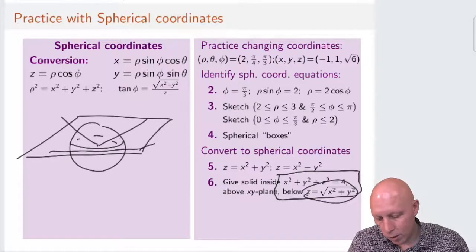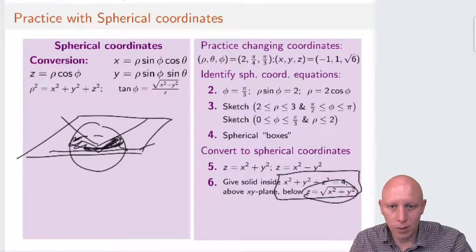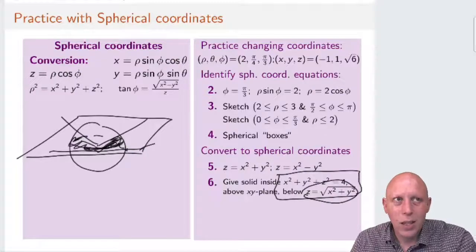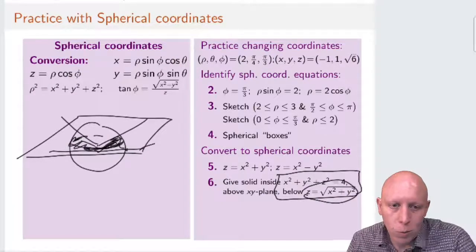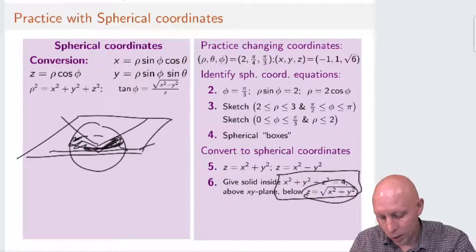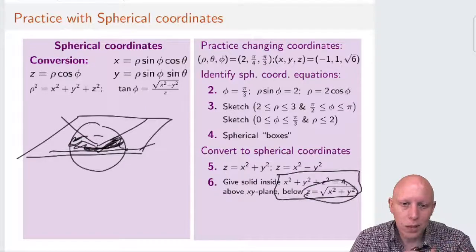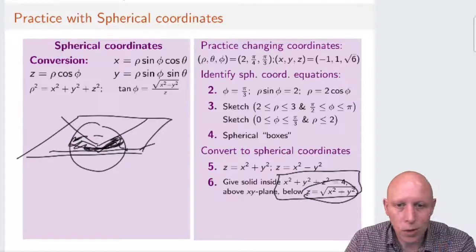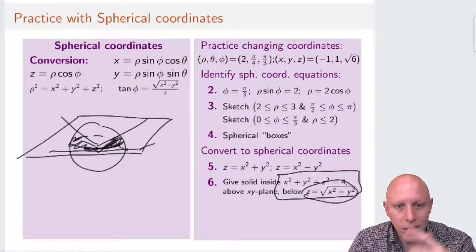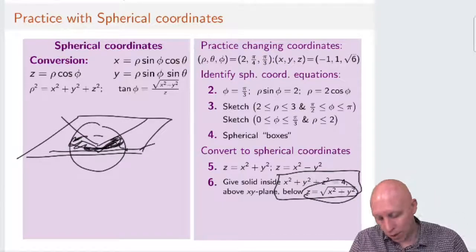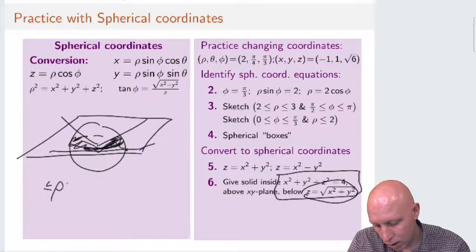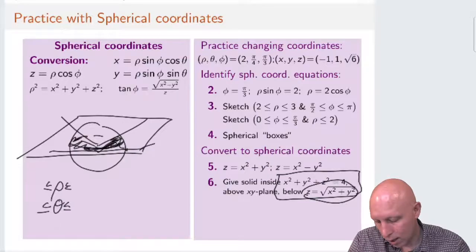Okay, so what we're doing is we're looking for a region that's inside the sphere, below the cone, but above the plane. So this is kind of like the reverse of an ice cream cone. It's like what's underneath the ice cream cone when you have that. And so we'd like to take this type of region, which is one of the examples of those spherical boxes, and let's write down what it is in terms of rho, theta, and in terms of phi.